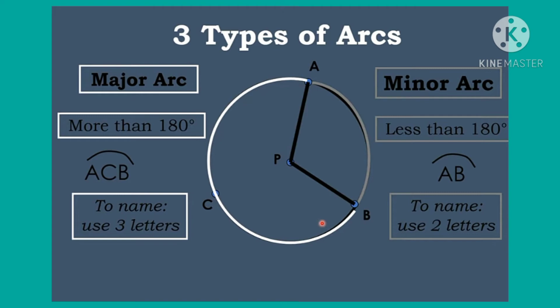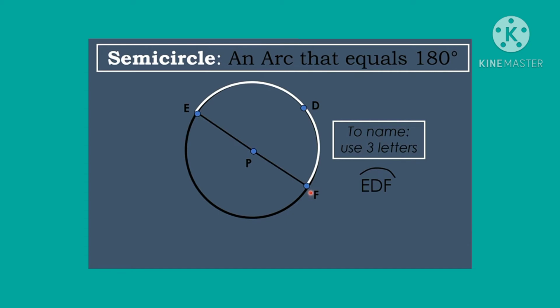We have 3 types of arcs. First, minor arc. It is less than 180 degrees, and we usually use 2 letters to name the minor arc. And for the major arc, it's more than 180 degrees, and we always use 3 letters to name the arc. And lastly, semicircle, which is exactly 180 degrees. In naming a semicircle, we also use 3 letters. Semicircle, that is EDF or FDE.